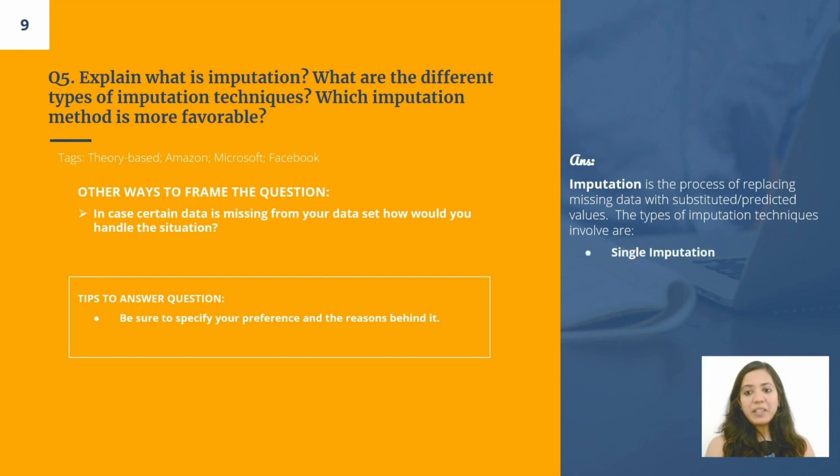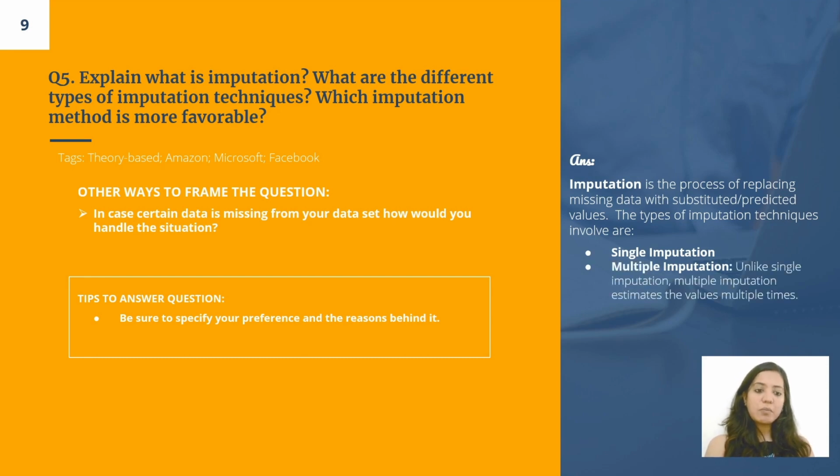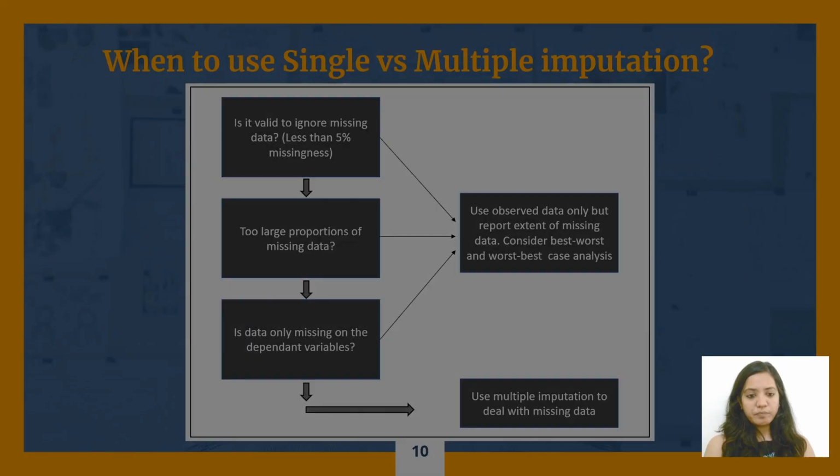Imputation is basically the process of adding data when certain data is missing. It can be done in two ways: single imputation and multiple imputation. Single imputation is when you replace the data only once. Multiple imputation is when you try several iterations of replacing the data and then take the pooled response.